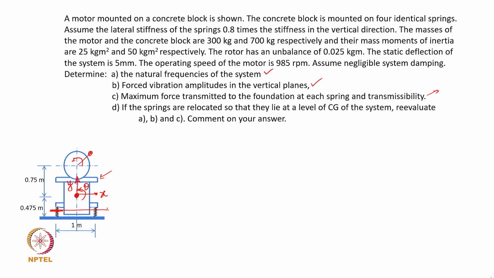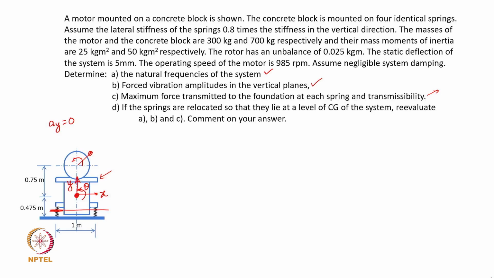Either you relocate the CG or you shift the spring position so that it is aligned with the CG location, which essentially means re-evaluate for the condition Ay equal to 0, right, and check for yourself whether that generates lower level of transmissibility as we have discussed in few slides back.